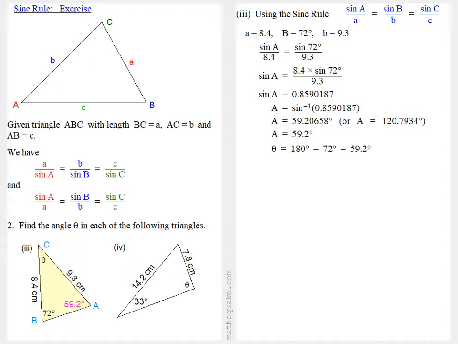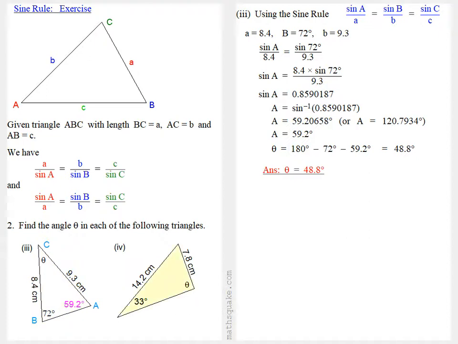in which case the angle theta is 180 minus the other two angles. So it's 180 minus 72 minus 59.2, which works out to be 48.8 degrees. So our answer is theta equals 48.8 degrees.